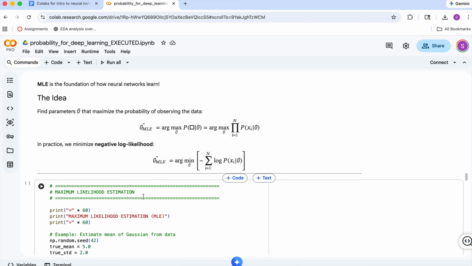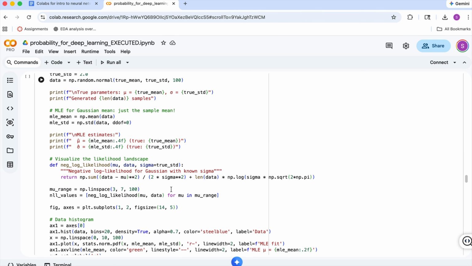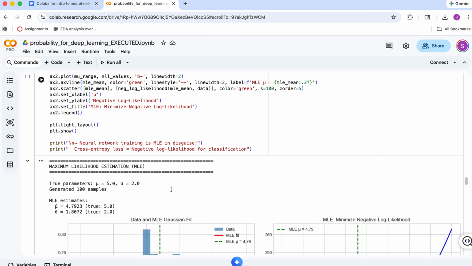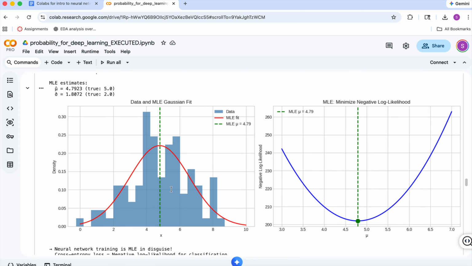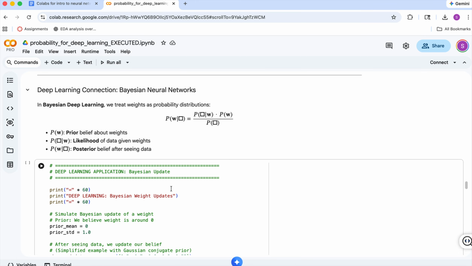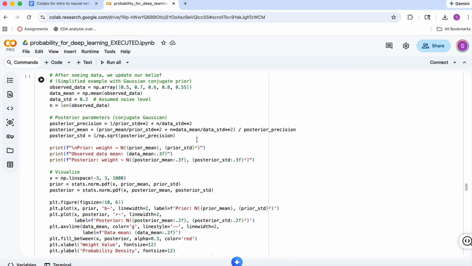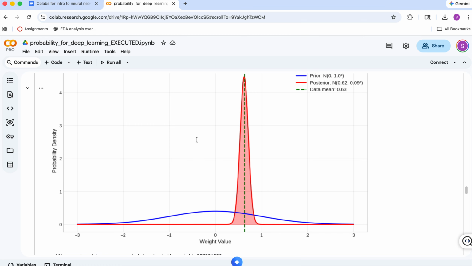Next, here I demonstrate MLE by generating 100 data points from a Gaussian with known parameters and then estimating the mean and variance from the data. In the next cell, I simulate the Bayesian interpretation of neural network training, where weights have a prior distribution that gets updated after observing the data.